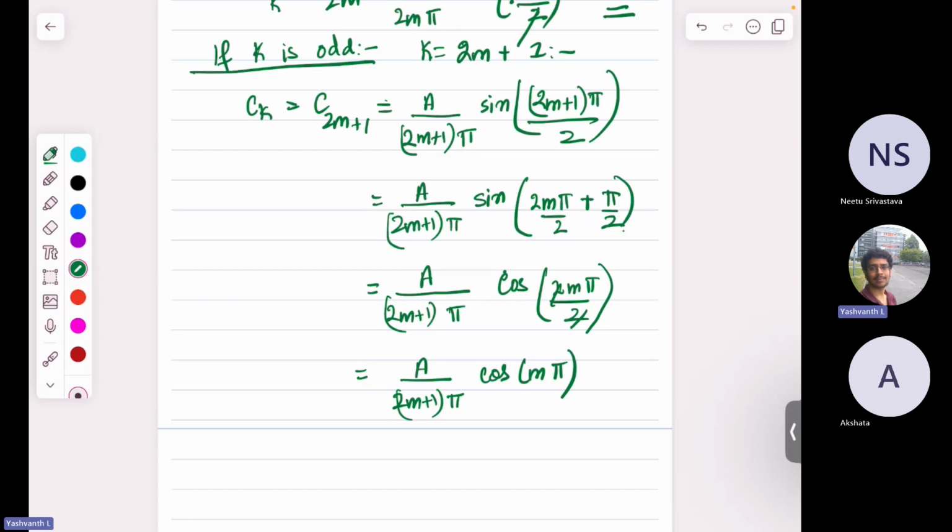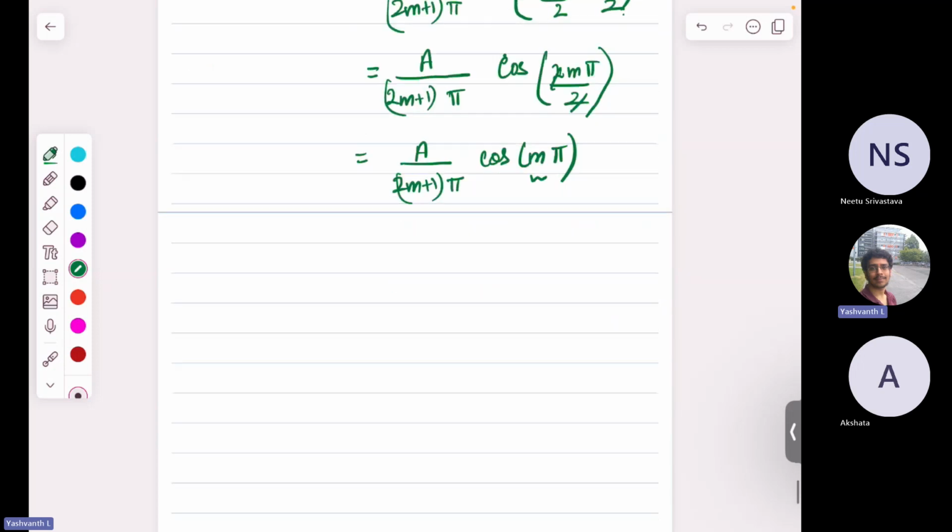Now what is cos m pi? It will alternate between 1 and minus 1. For example, cos pi is equal to minus 1, cos 2 pi is equal to 1, cos 3 pi is minus 1. It keeps on alternating. In general, for every odd value of m, cos m pi is equal to minus 1, and for every even value of m, cos m pi is equal to plus 1. So I can write this as A by (2m plus 1) pi into minus 1 power m.